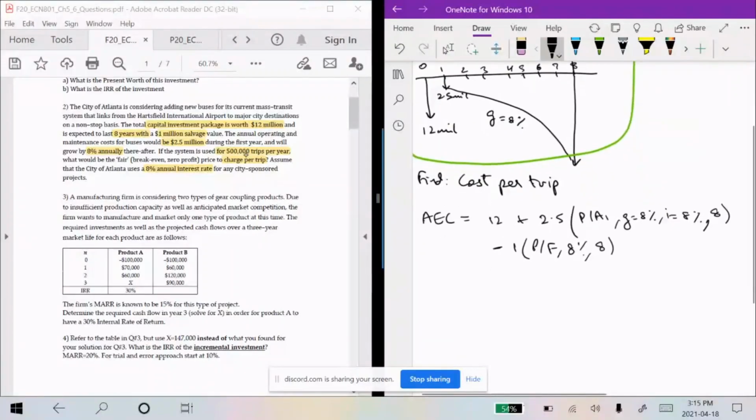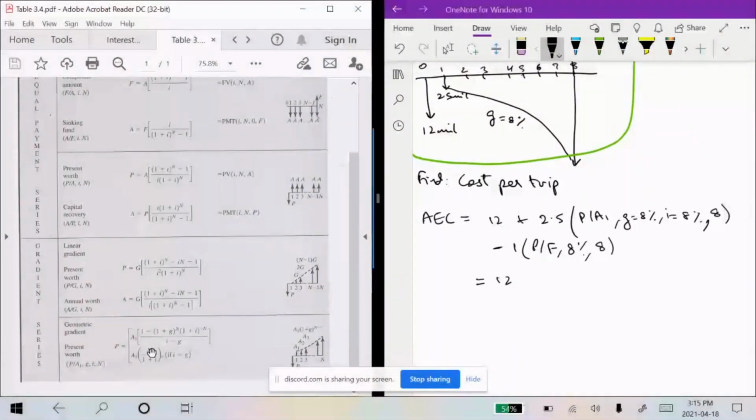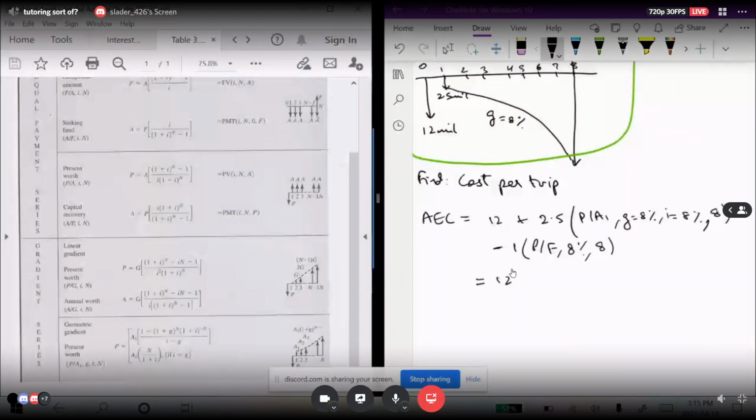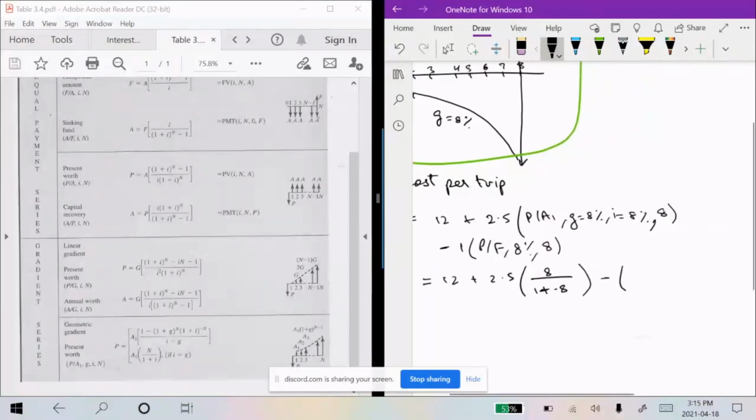Yeah. So to do this, 12. Now for the formula, right here we can see the formula for the geometric gradient is this one, but if i equals g, we use a smaller one. And in our case, i is equal to g, so 12 plus 2.5, and P. So the formula is n divided by 1 plus i. And minus P given F. Alright, we can just do that.